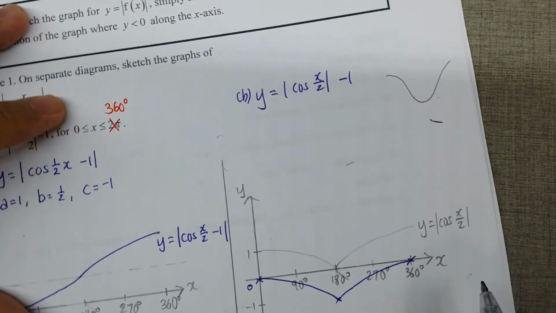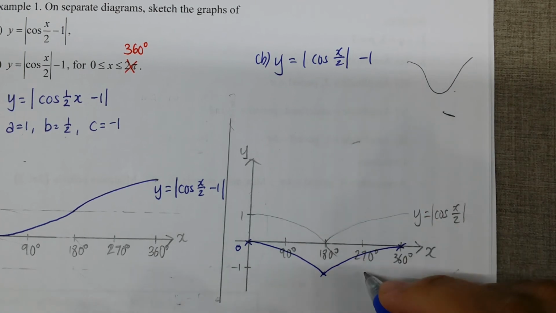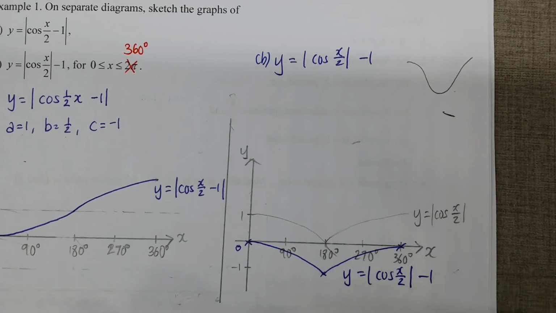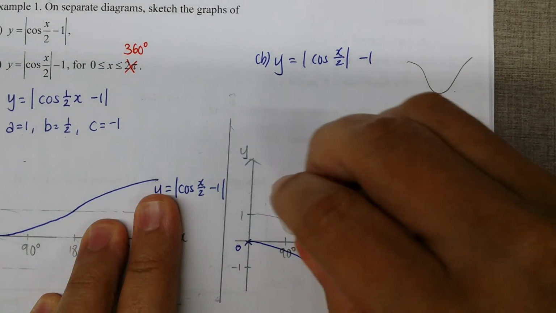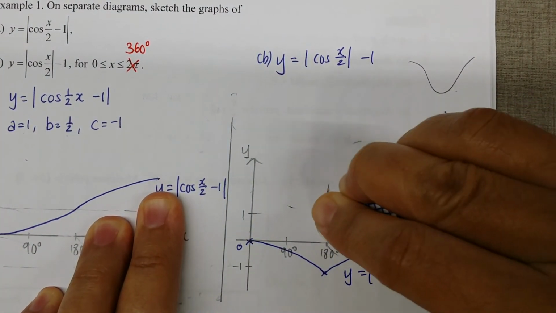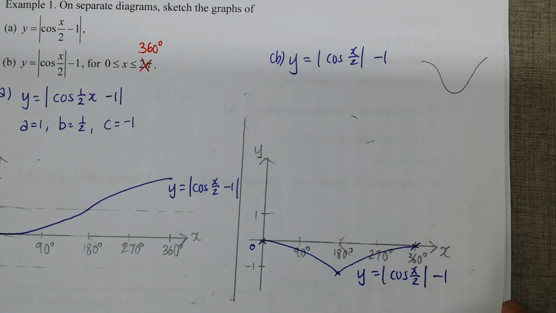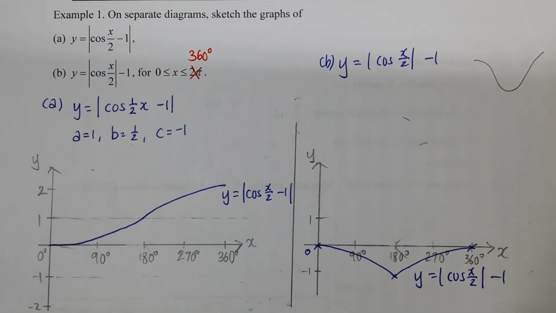Okay. Once again, you are supposed to draw in pencil. This graph is y equals modulus cosine x over 2, modulus first, then you minus 1. Bring down by 1 unit. Erase the unwanted graph. And that's it. If you need more time, please pause the video.